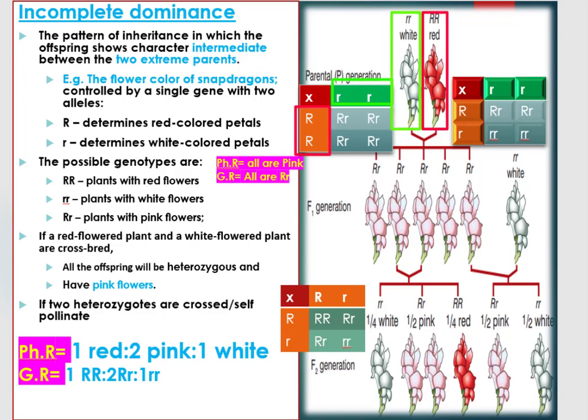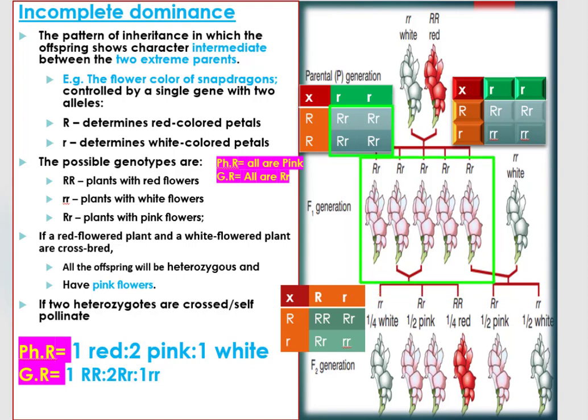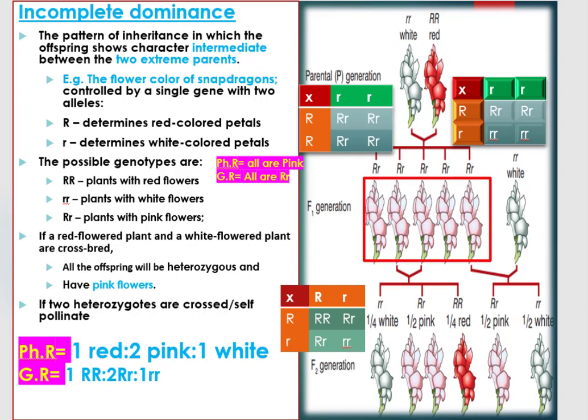If a red flowered plant and a white flowered plant are crossbred, all the offspring will be heterozygous and have pink flower color. Here, pink is the intermediate color between the two extreme parental flower colors. The two extreme flower colors are white and red. Here, pink is the intermediate between the two colors.